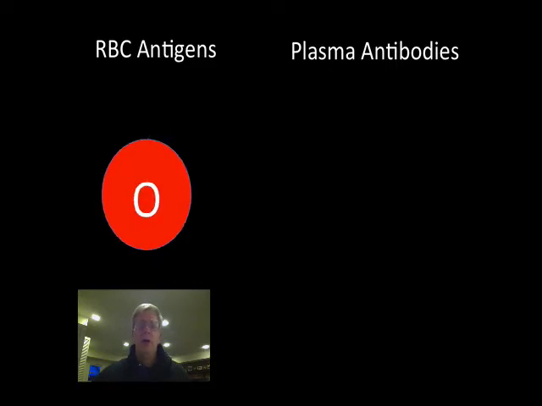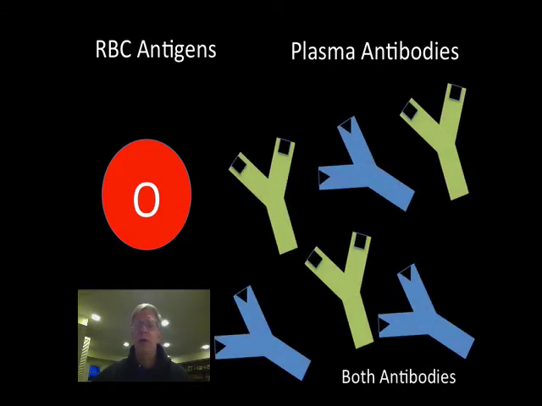A person with O blood has no antigens on the red blood cell surface, so they are going to have both antibodies. It's not going to harm the host's blood because there are no antigens for those antibodies to attack.